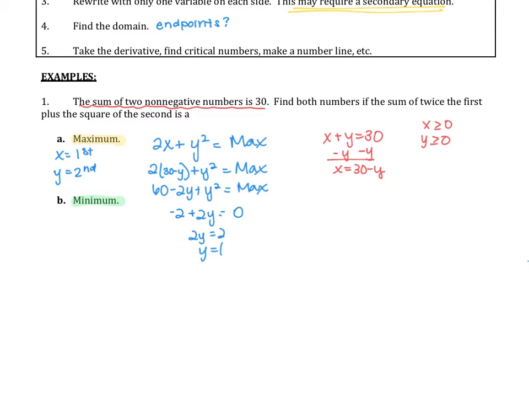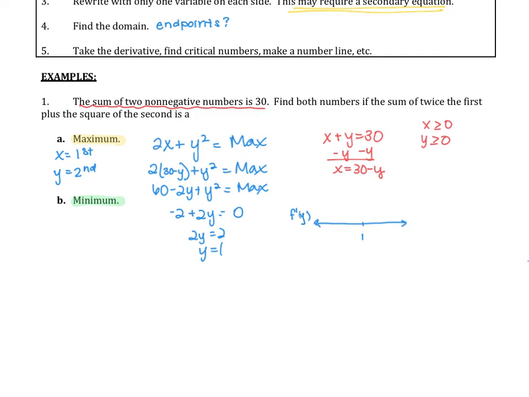Okay, so if y equals 1 and we were to start a number line chart with this, a first derivative chart, and we plug in 1, really this should have said f prime of y, because we took the derivative with respect to y in this case. So let's just go change that.